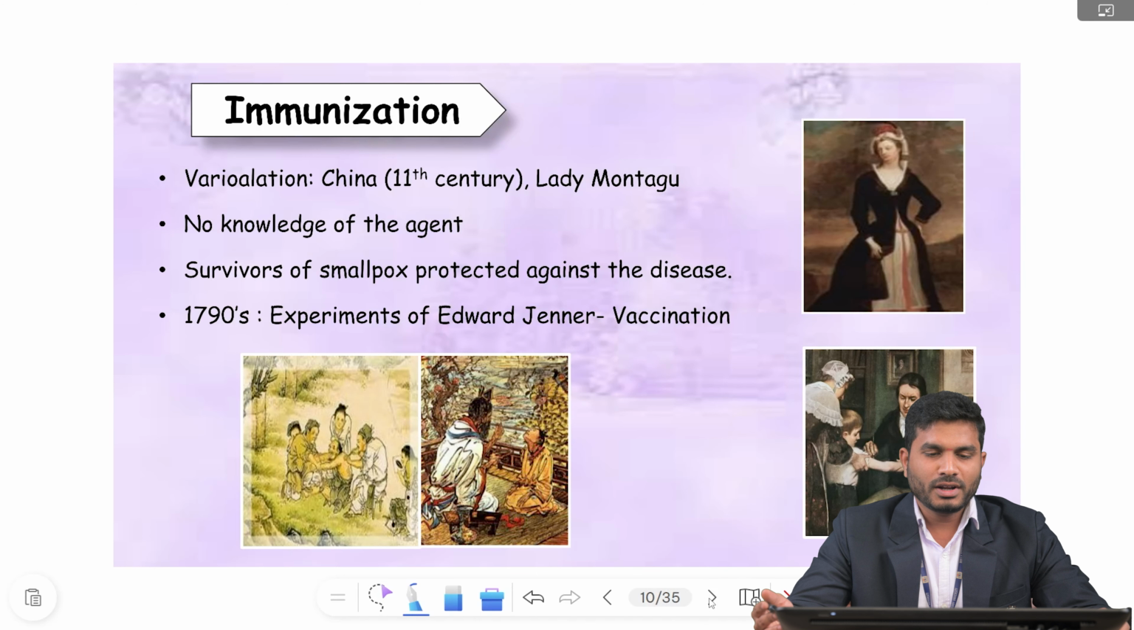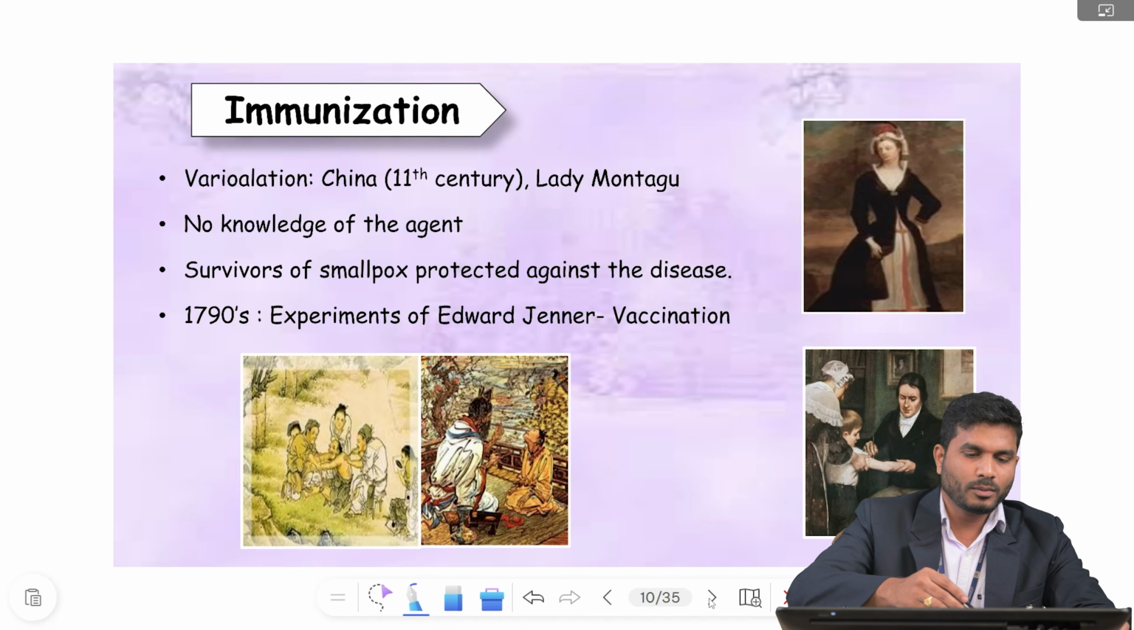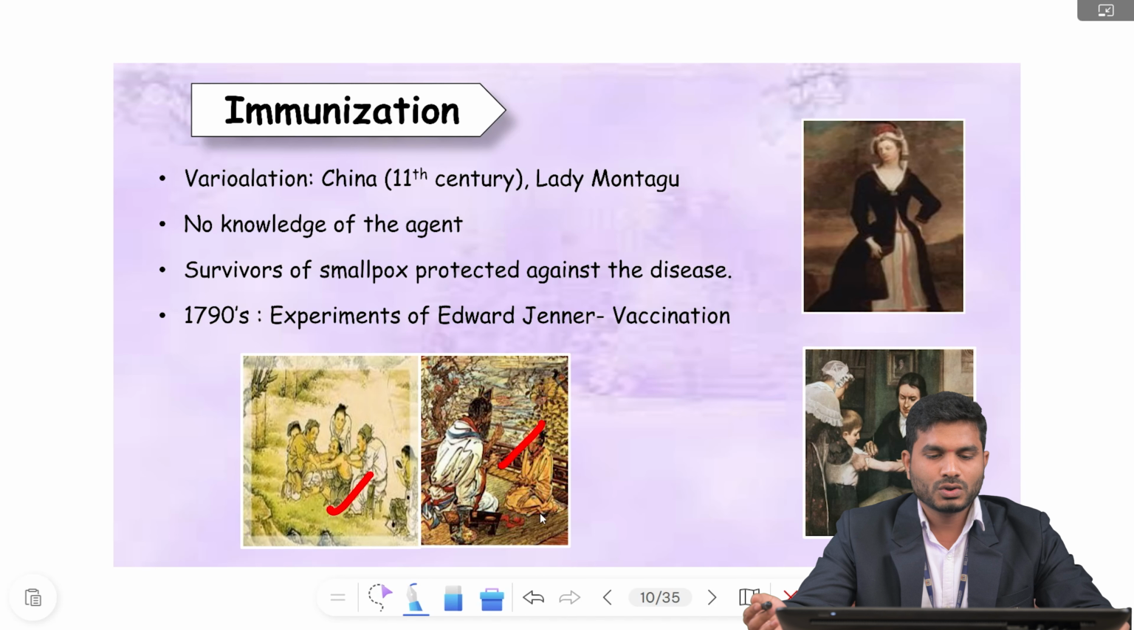Coming to the immunization history, there is a technique known as variolation, which was followed in China in the 11th century. This technique was mainly followed to control smallpox, where infected pustules were taken and injected into a healthy person. This healthy person showed immunity to the smallpox disease.